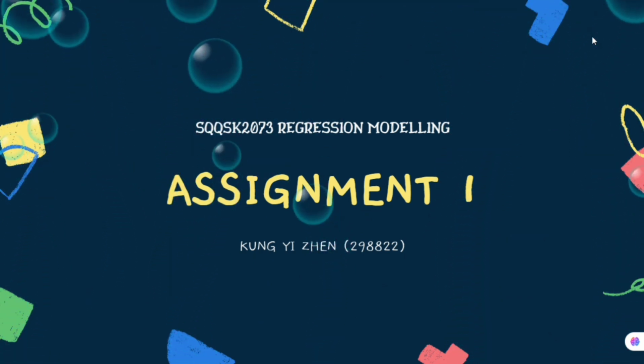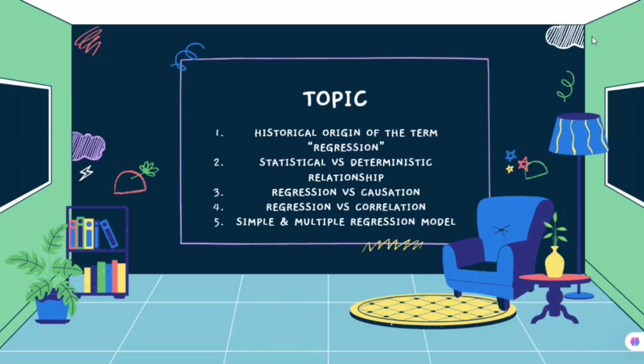Today I'm going to present about Assignment 1 of SQQSK 2073 Regression Modeling. Let's take a look at the topics that we are going to discuss today. The first is the historical origin of the term regression. The second is statistical versus deterministic relationship. The third is regression versus causation. The fourth is regression versus correlation, and the last one is simple and multiple regression model.